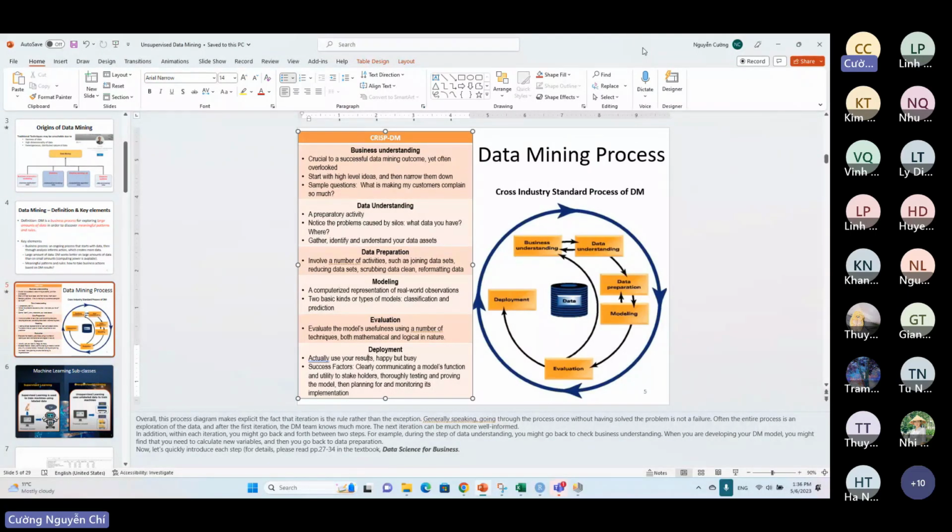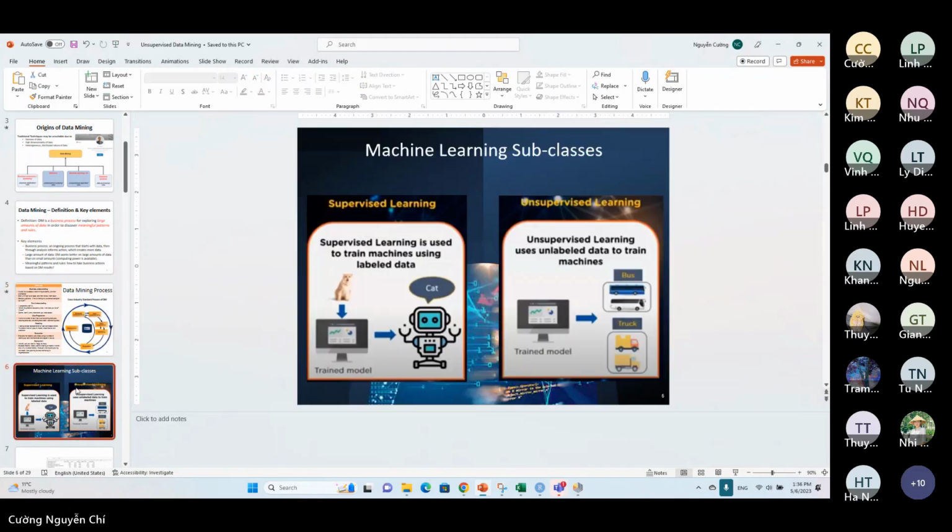So don't worry about that one. We'll talk about that in detail. But anyway, our data mining process in business, right? They will try to deploy the result to make some improvement in the performance of the organization. Okay. Let's go mainly into what will be the machine learning subclass.